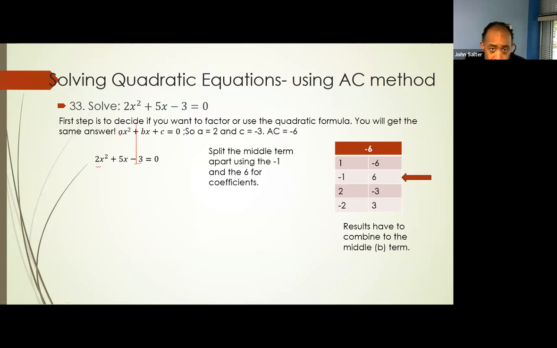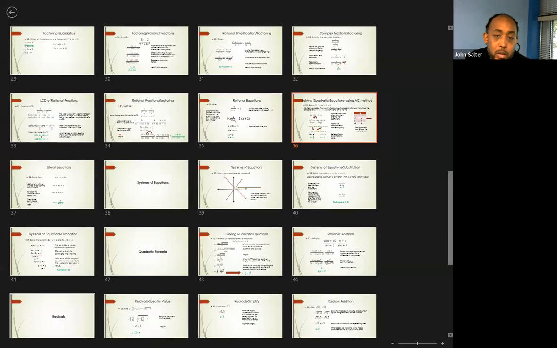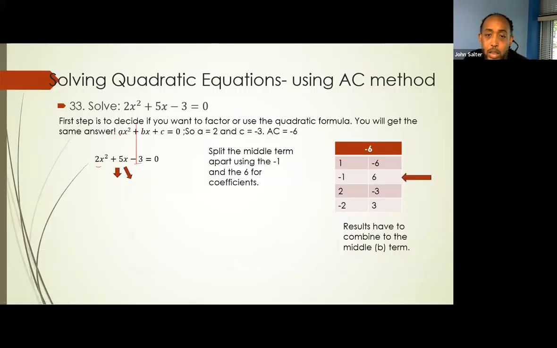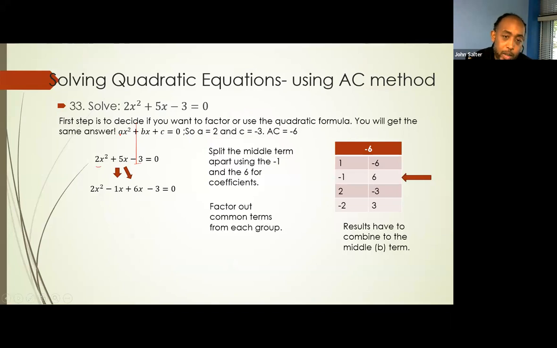So I split the middle term apart using the negative 1 and 6 for coefficients. So 5x becomes negative 1x and plus 6x, because again, that'll add to give me the 5x. Now I can do factor by grouping. So I look at the first two, I can factor out an x there. And the second two, I can factor out that 3.